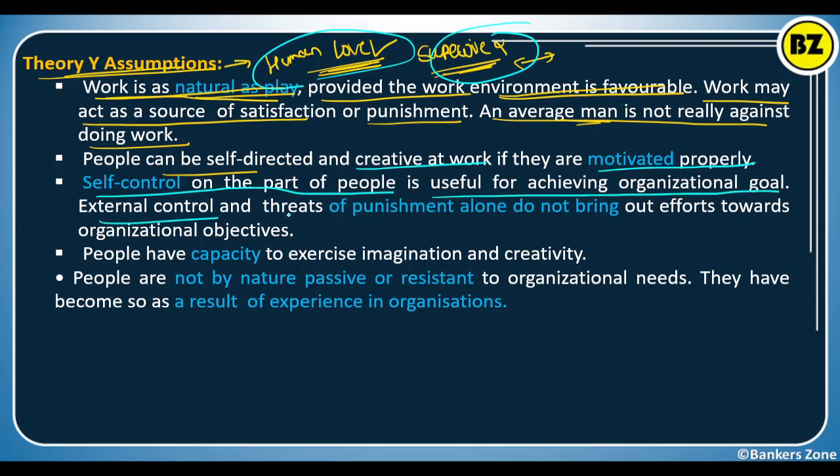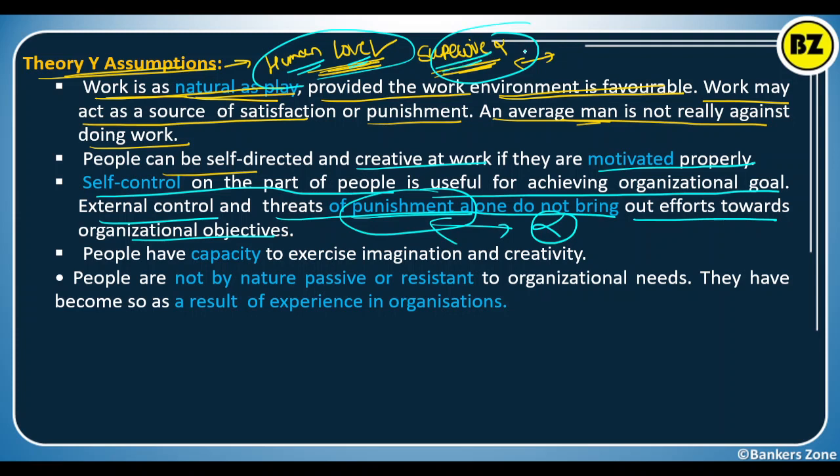External control and threats of punishment alone do not bring the efforts toward the organizational objective. That means if you threaten an employee with punishment, it will not work. It is assumed that if you punish the employee, they will not do good work, and that's why we are assuming that punishment is not a good thing. That's why we can say humans love to work, right?